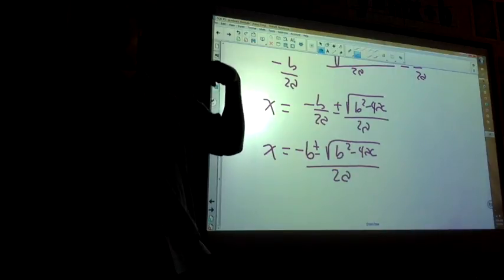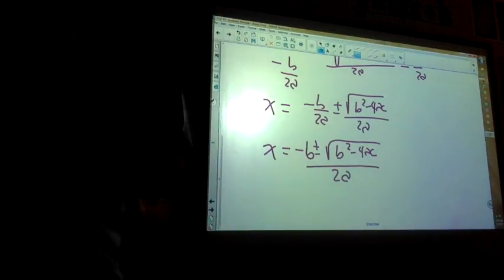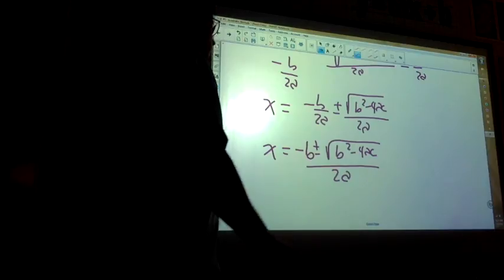What? I thought it was Pop Goes the Weasel. No. The quadratic formula has been around for way longer than that song. That's the only thing I remember.